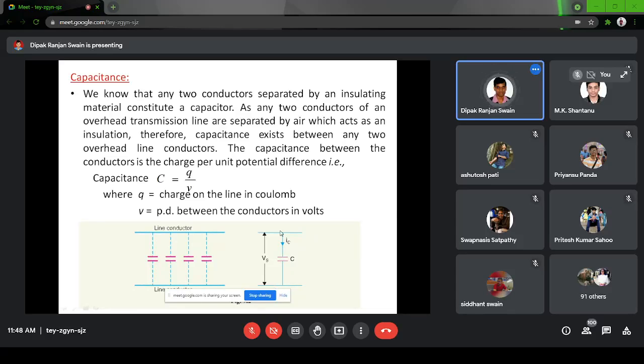So the power flow towards the load will decrease. The more the capacitance, the more current will be bypassed from the load. So there will be less and less power transfer towards the load. That is the effect of capacitance.